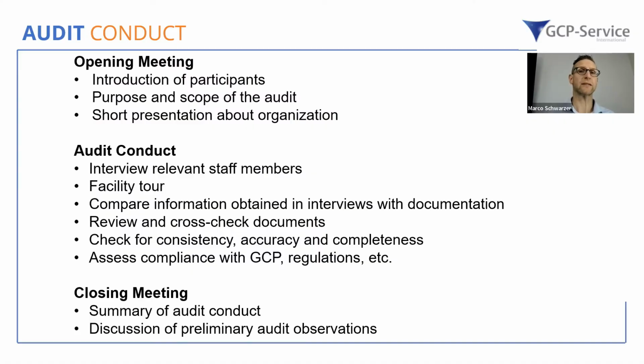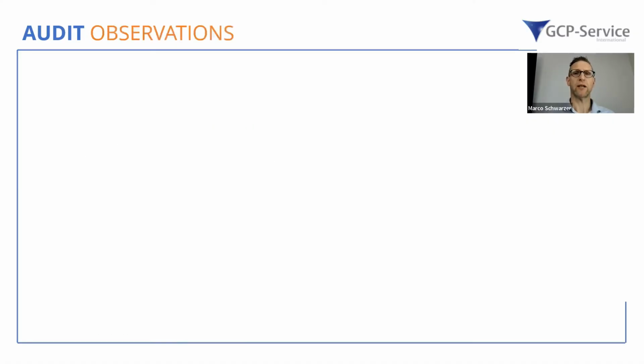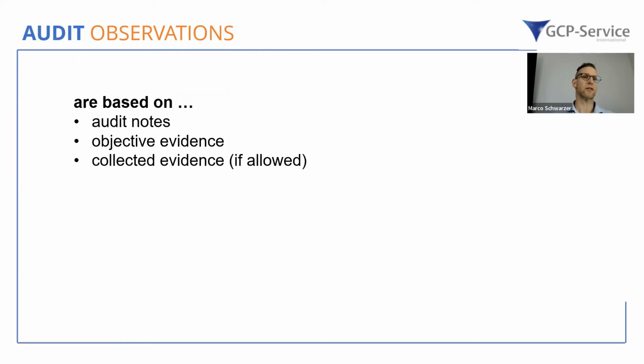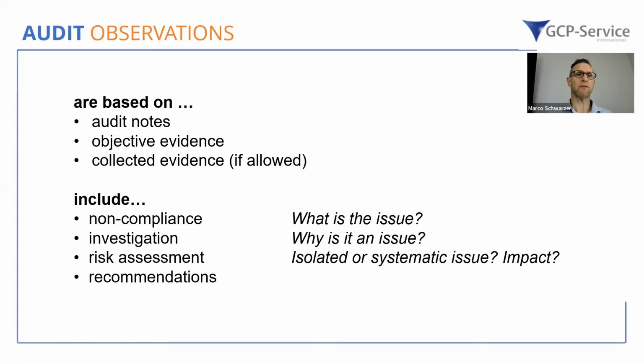So what are these audit observations? Audit observations are based on audit notes, objective evidence, as well as collected evidence. These observations include non-compliance, so asking the question, what is the issue? Also investigation, understanding why it's an issue, and taking the risk assessment into consideration to really clarify, is it an isolated or a systematic issue?